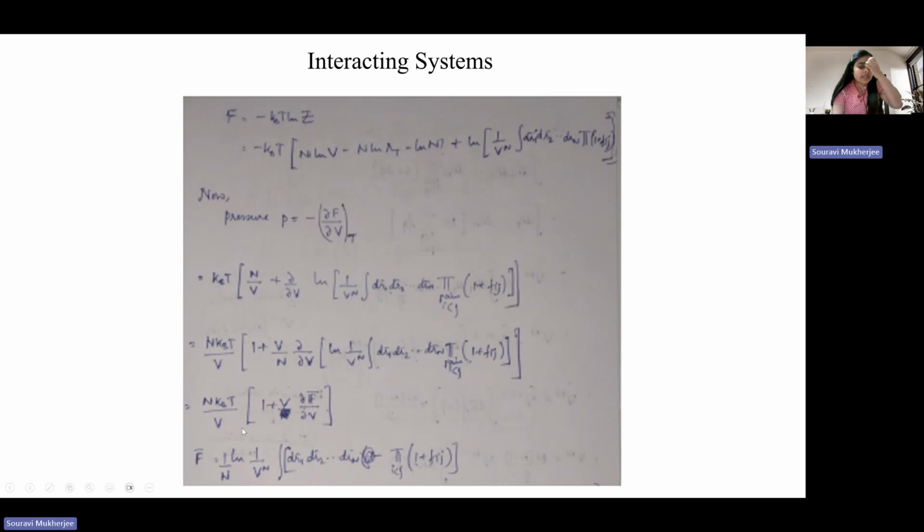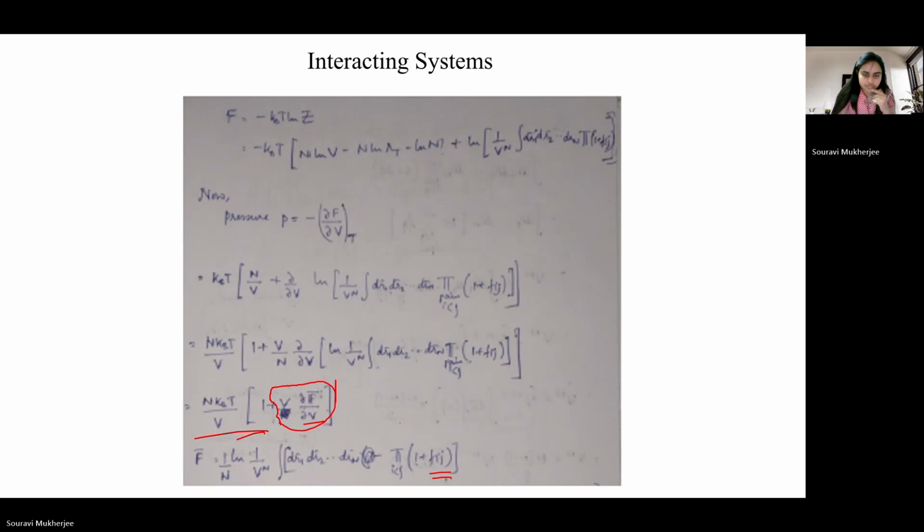It becomes n kBT by V, which is our typical ideal gas term, and then you have 1 plus V into del F bar del V. So this term here is your additional term that is coming because of your interactions. This is your well-known term that comes from the ideal gas. Now you have to solve this further. What does it depend on? It depends on Fij, which again depends on the potential of interaction between the particles.